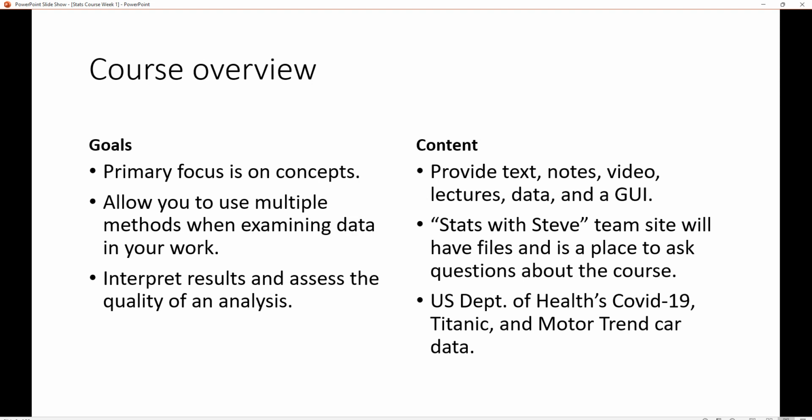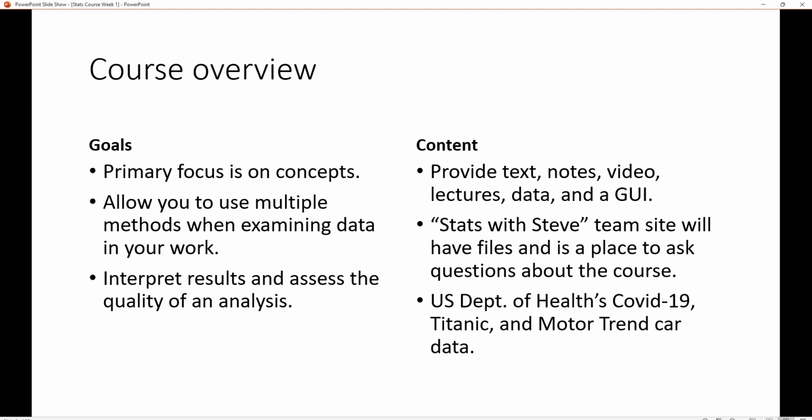For the content, I will provide text, notes, video, lectures, data, and a graphic user interface. You have different options of analyzing data, so whatever your preference is the way to go. That's either SAS, Stata, SPSS, or even Excel. But if you'd like to replicate the analyses we do here, you can do that through the GUI that I've provided.